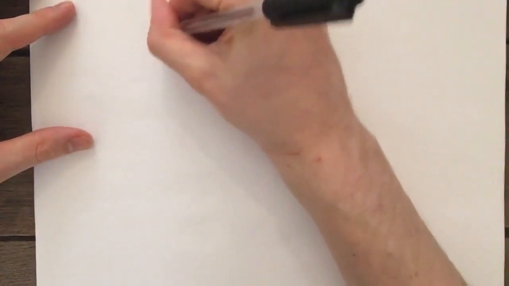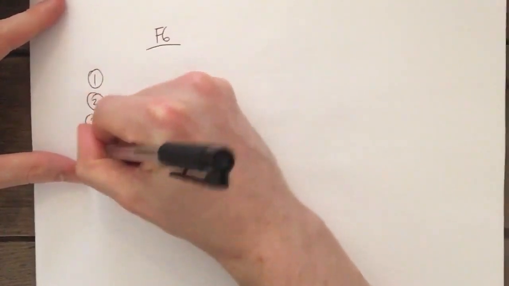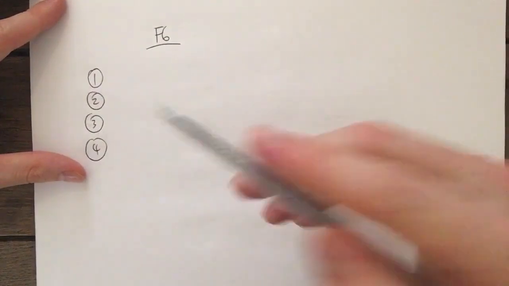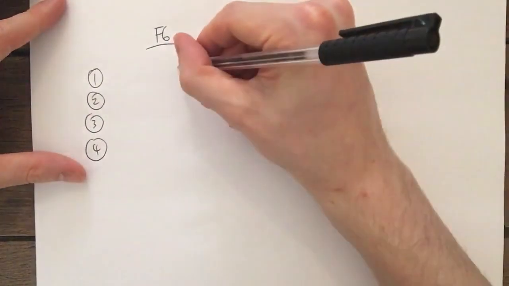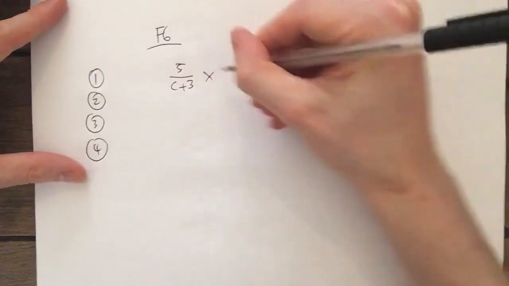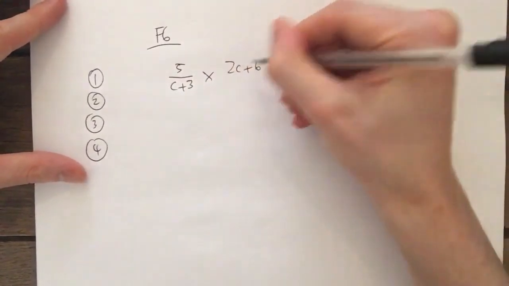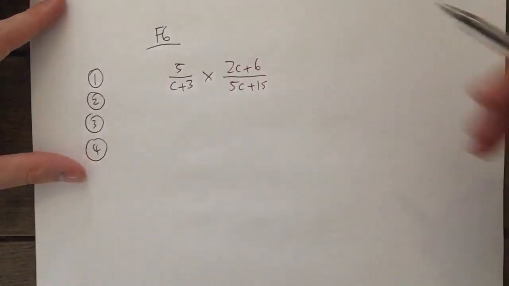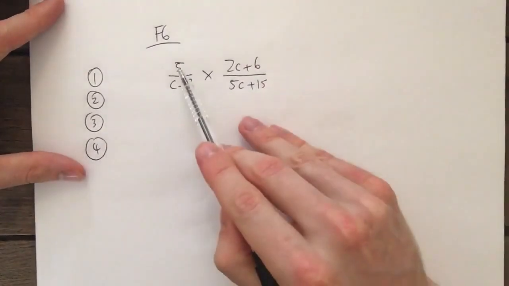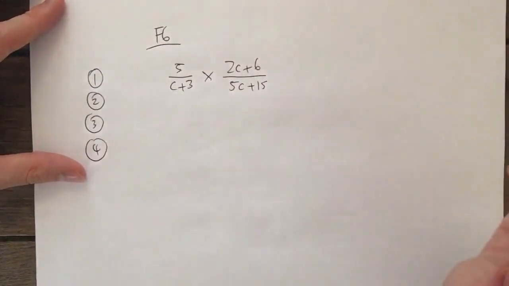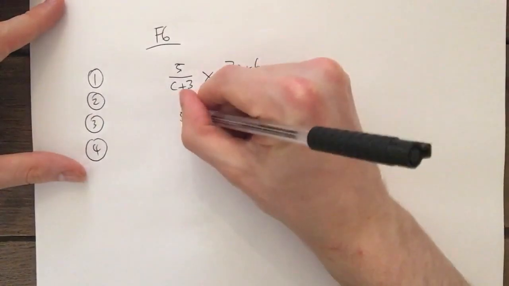Okay, last examples are going to be with F6. So F6, again, 1, 2, 3, 4, because I'm multiplying algebraic fractions. Point 1 is, can I factorise first? So let's write out the question. 5 over c plus 3 times 2c plus 6 over 5c plus 15. Right, can I factorise first? That, no. C plus 3, no. 2c plus 6, yes. So let me write down what we know so far.